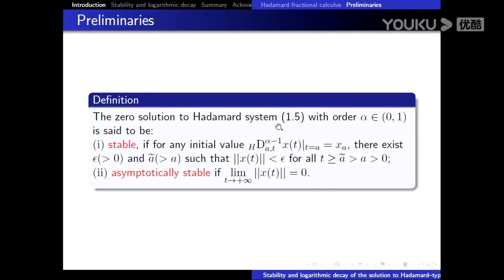The zero solution to the Hadamard system with order alpha is said to be stable if for all initial value conditions there exists epsilon positive, a tilde bigger than a such that this holds for all t bigger than or equal to a tilde bigger than 0. Asymptotically stable if this holds.